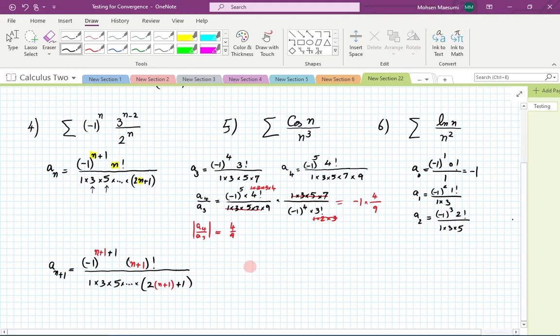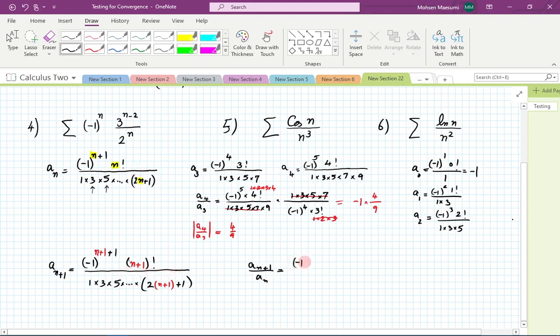Next, what do we want to do? We want to calculate a_{n+1} over a_n, simplify that, take absolute value, take a limit, see where it goes. Okay, how do you do that? I have to take this thing, divide by that. How do I do that? Well, this times reciprocal of that.